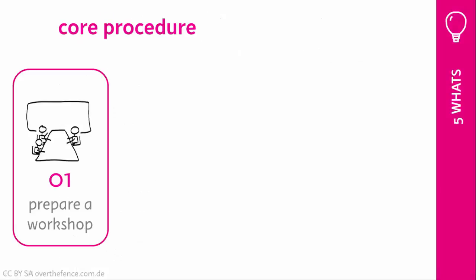5 Whats is usually performed in a workshop. Invite all project owners to the same workshop. For further preparation, you need to do 2 things. First, draw the 5 Whats visual on a whiteboard. Second, prepare sticky notes. Distribute 5 of them per owner, numbered from 1 to 5.